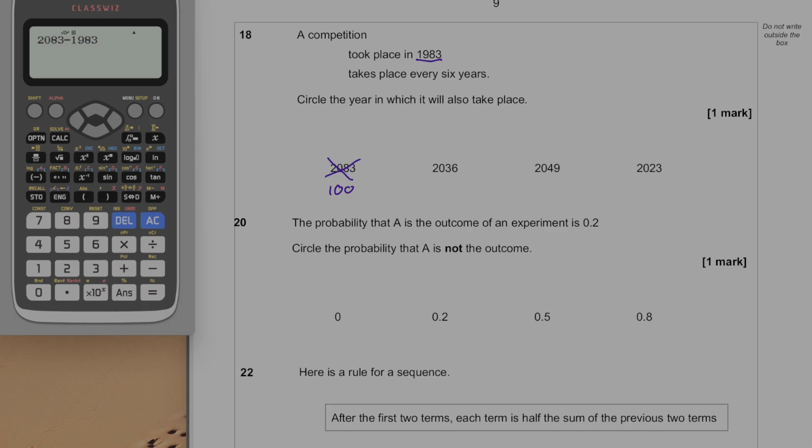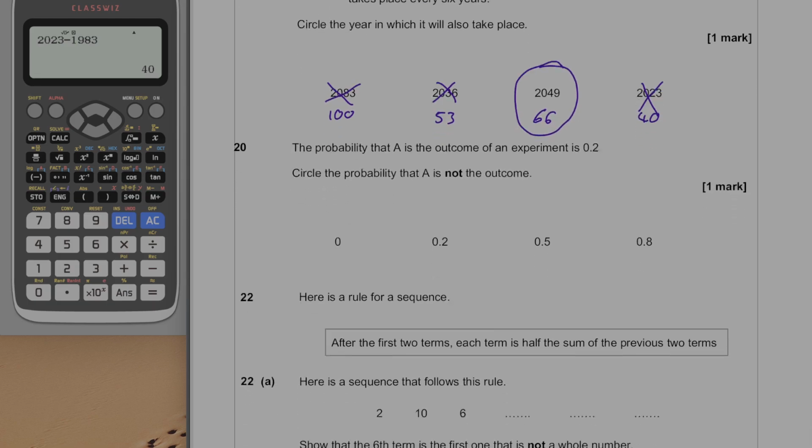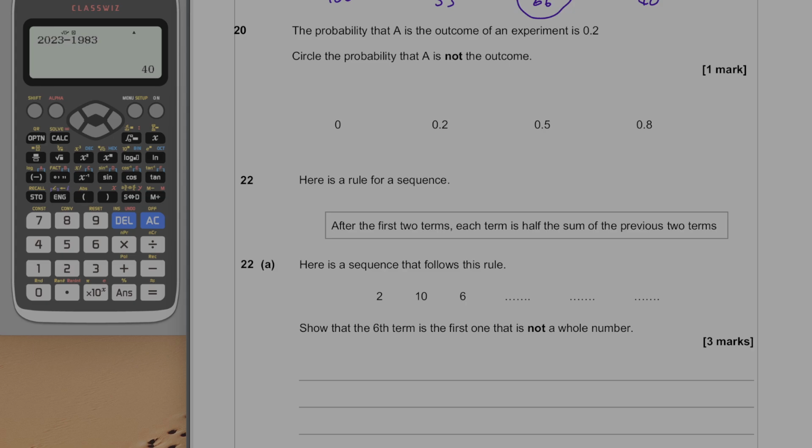My next one is going to be 2036. So just change those two numbers. 53, which again is not a multiple of 6. Then if we do 2049, 66, which is a multiple of 6. So definitely that one. Just go with the other one, 2023. 40 is not a multiple of 6. So yeah, definitely that one.